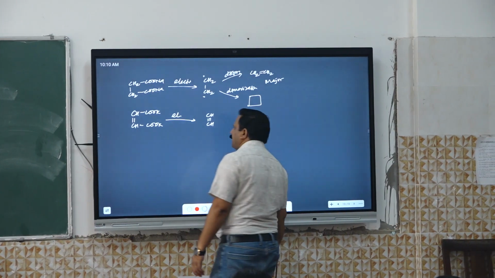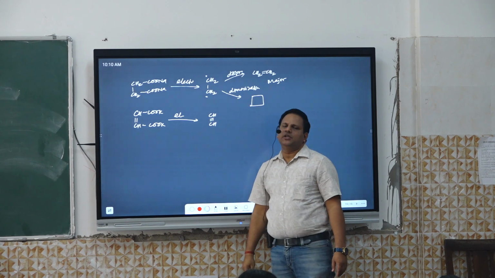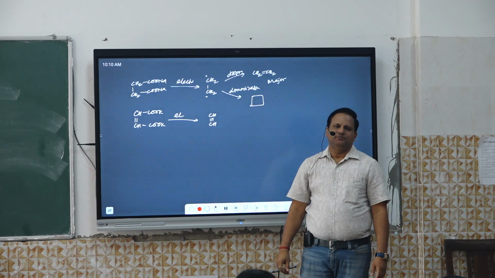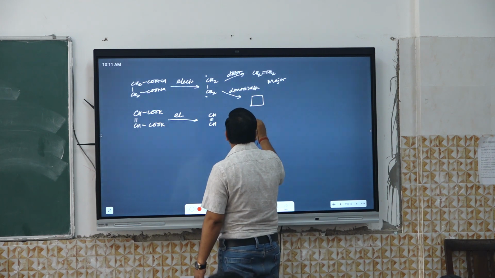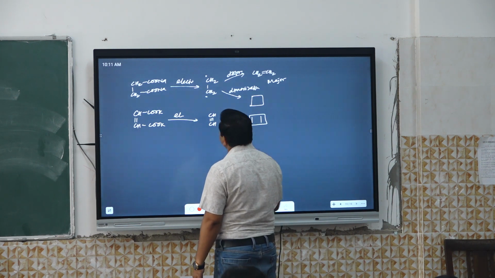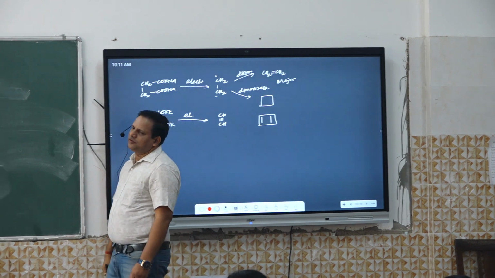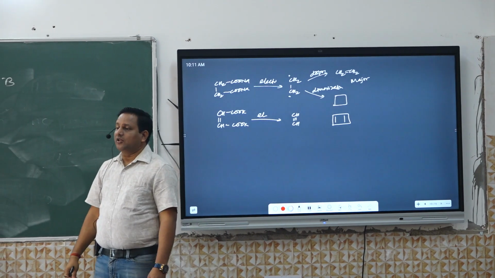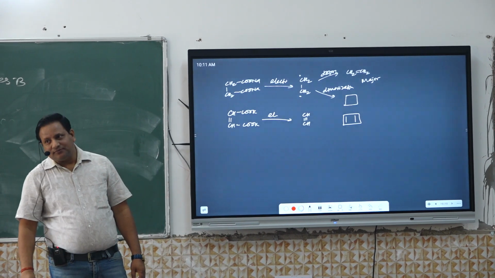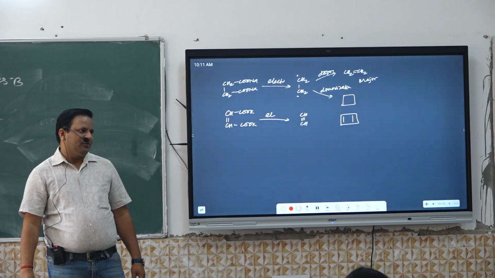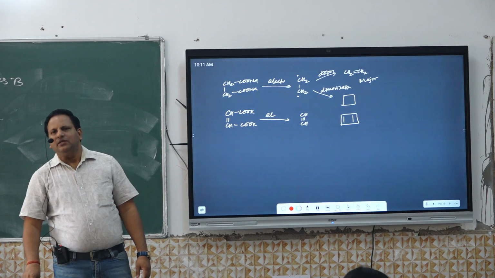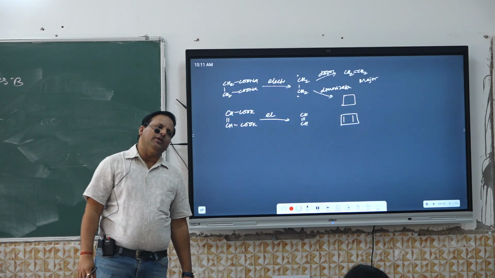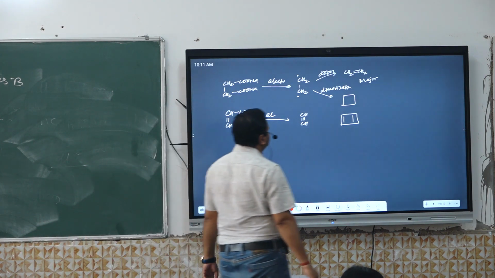So can it undergo dimerization? Just think. Can this compound undergo dimerization? Upon dimerization, what is the nature of the product? Anti-aromatic. So the dimerization product is not going to be formed, as the product formed is going to be anti-aromatic in nature. So this product will not form.